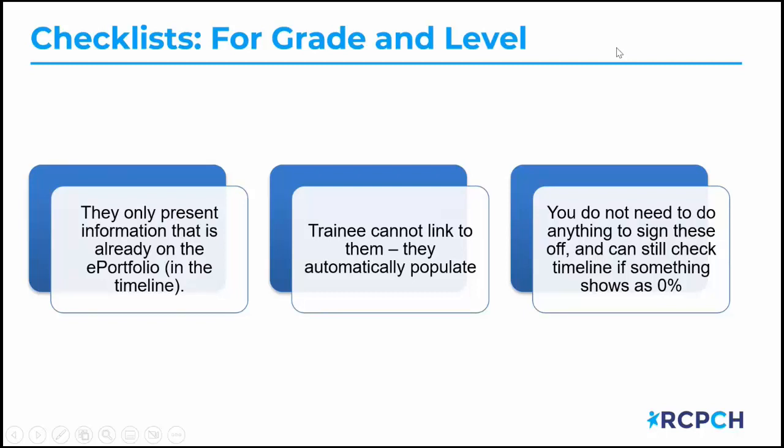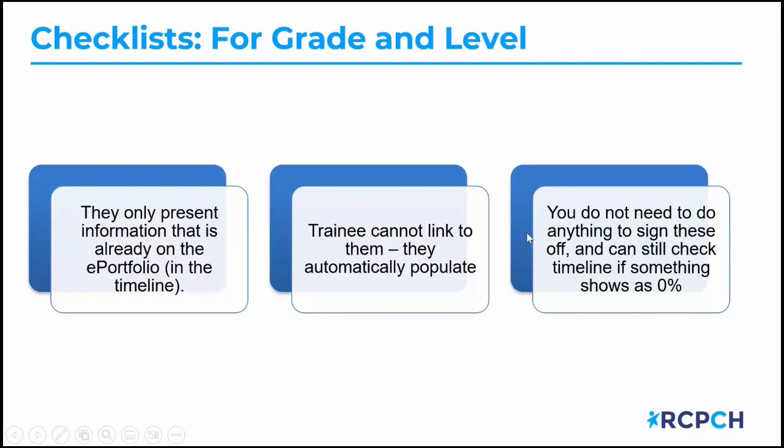So a little bit about the checklists. I know this has been very confusing for trainees and probably some supervisors as well. We've installed checklists for each grade and also level checklists. So there's level 1, 2, 3. Just to clarify, these only present information that is already on the ePortfolio. So whereby previously you would have had to check in the timeline that they had completed things like their MSF, it will still be in the timeline. It's just that these checklists make it a little bit easier so you can see without trawling through lots and lots of additional assessments.